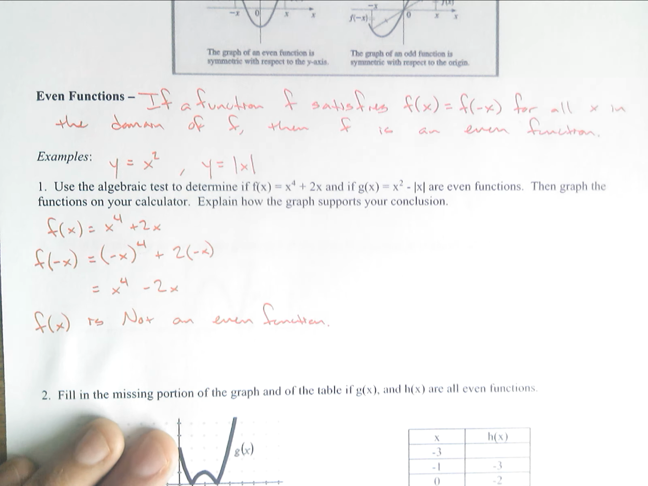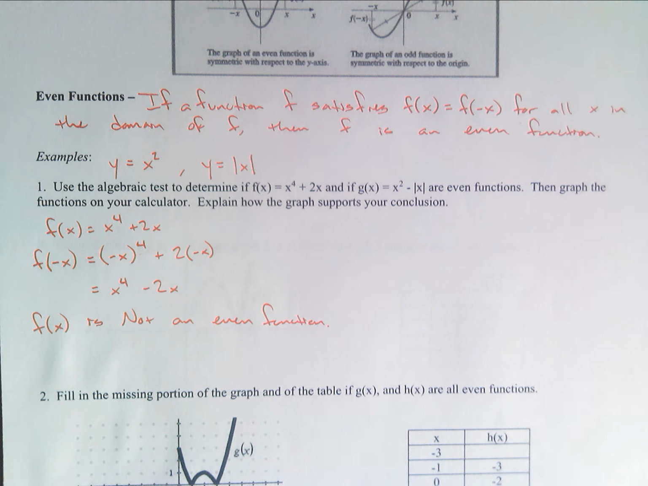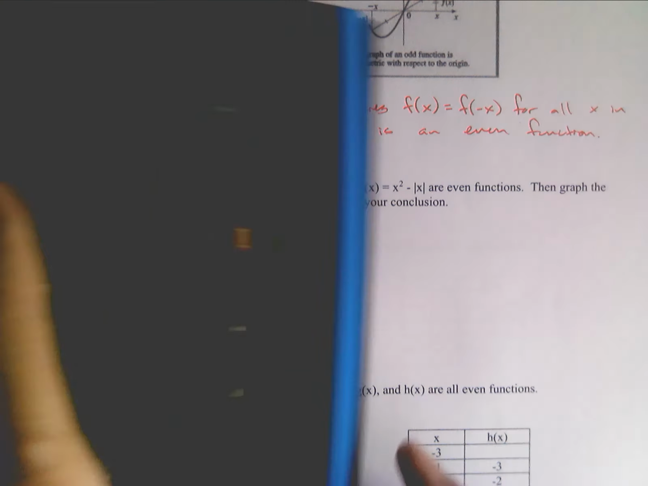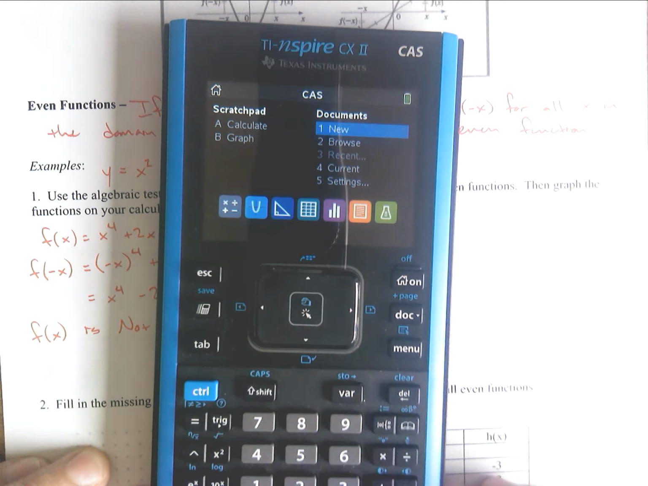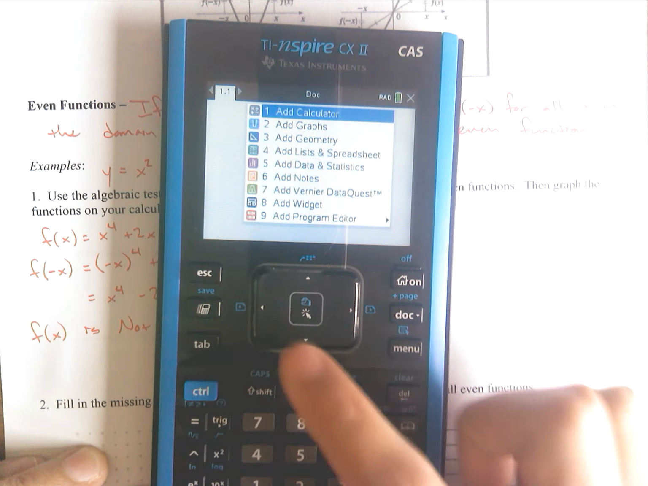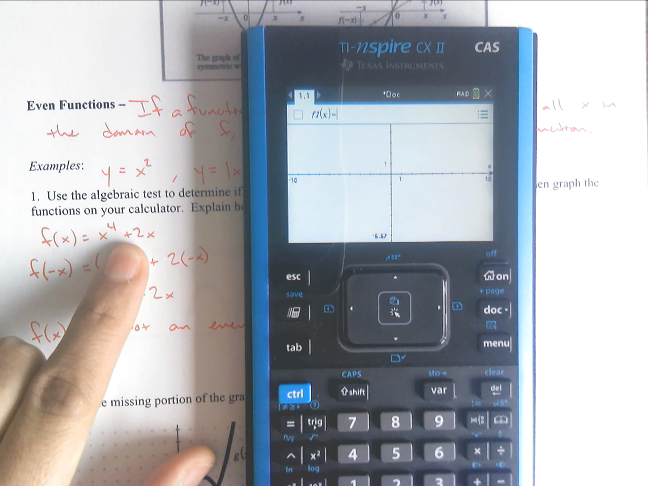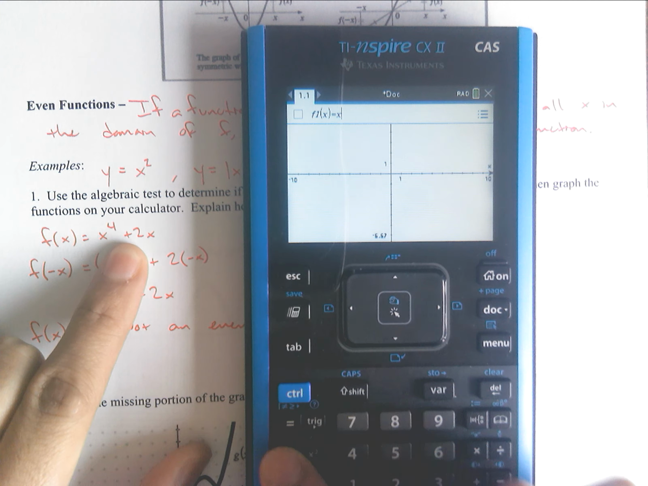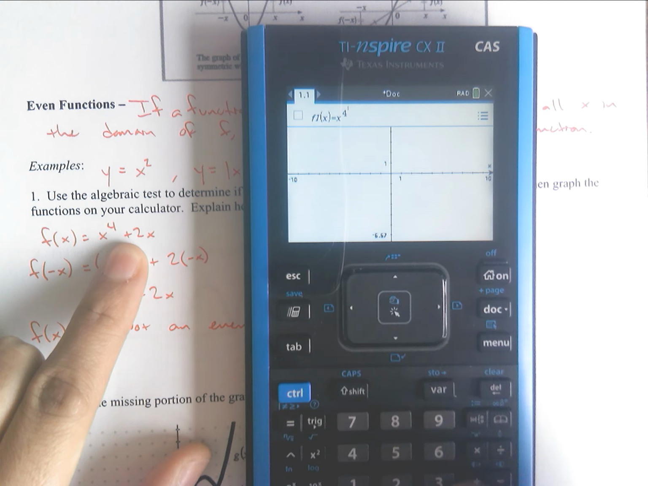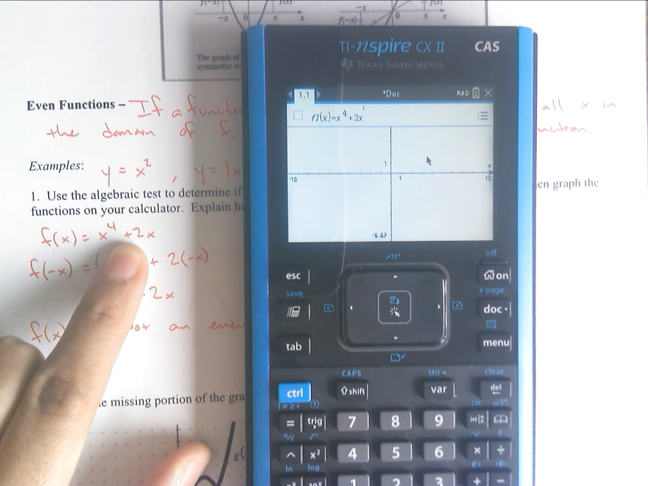Let's go ahead and plot this into our calculator to see what the graph looks like. So go ahead and take out your TI Nspire. We'll open up a new document and open up a new graph. We want to plug in the original function, x to the fourth plus 2x, and we'll see what that graph looks like.